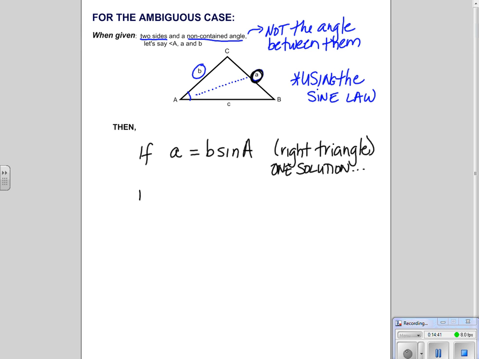If a is smaller than b sine A, which means it's too short and it's dangly. I don't know if that's a word, and I don't know if you should write it down. It's not very mathy, but it's dangly like we showed you on the last two slides. There is no triangle possible that fits your data.